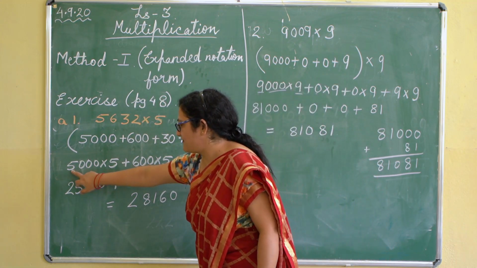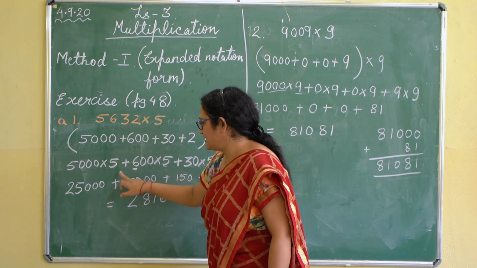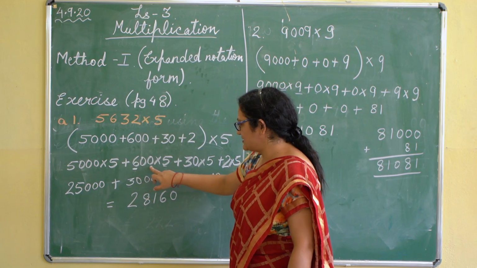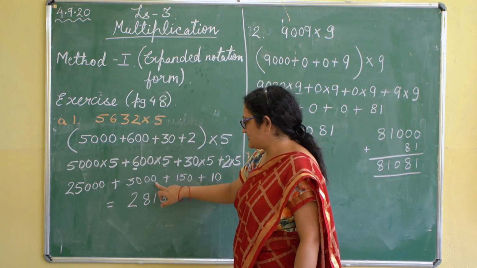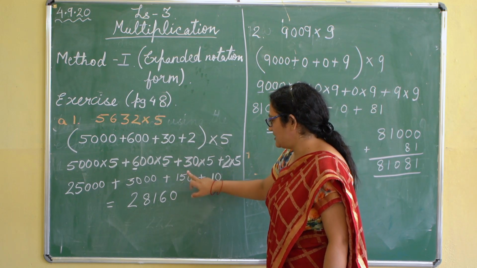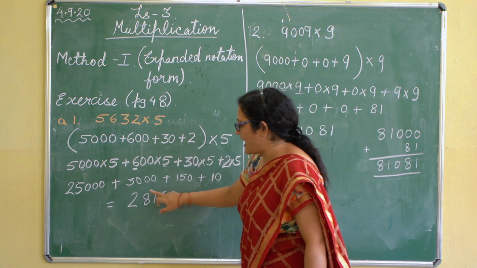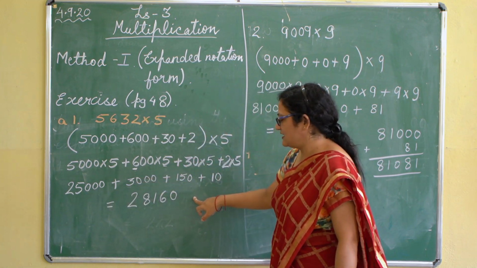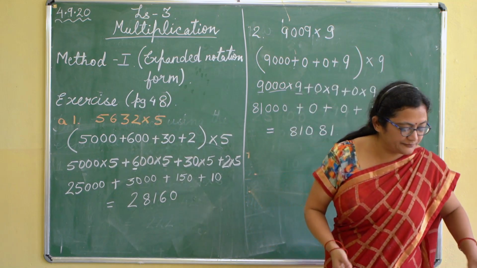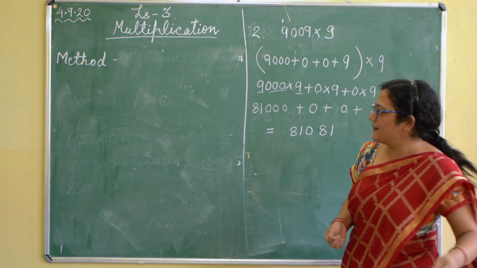5 multiplied by 5 is 25, 3 zeros, then addition sign. 5 sixes are 30, how many zeros? 2. So we'll write 2 zeros. Addition sign. 5 threes are 15, 1 zero. Plus 2 fives are 10. Now we'll add all these numbers in a column. Okay. Now the second method is method 2, that is column method.